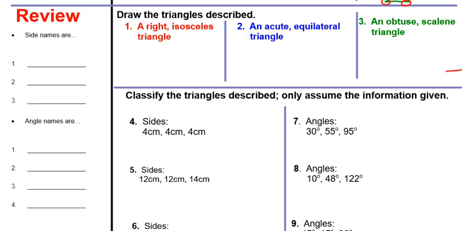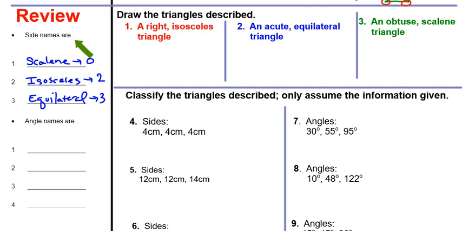Looking over here at the left side of your notes, I want to review our side names and our angle names. The side names, remember, are scalene, isosceles, and equilateral. Scalene, remember, has 0 sides the same. Isosceles has at least 2 sides the same. And equilateral has all 3 sides the same.